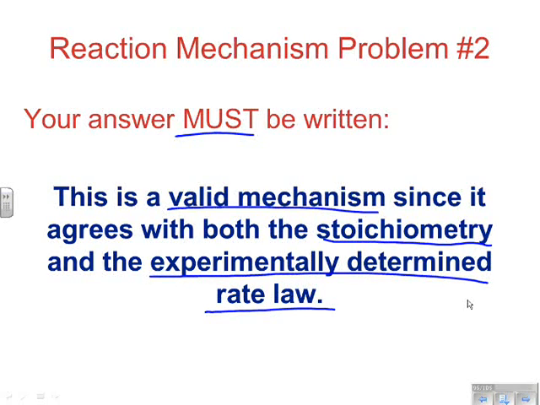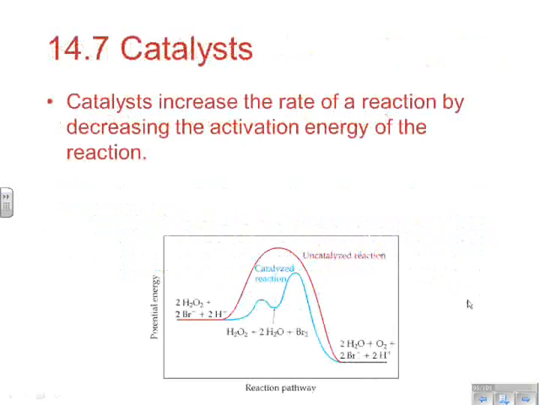Remember, the key is it has to meet both criteria, and you have to show it meets both criteria in your answer. So that's key, those words. Valid mechanism, stoichiometry is upheld, and the experimentally determined rate law is upheld. And you showed that in the previous slide that that was true.